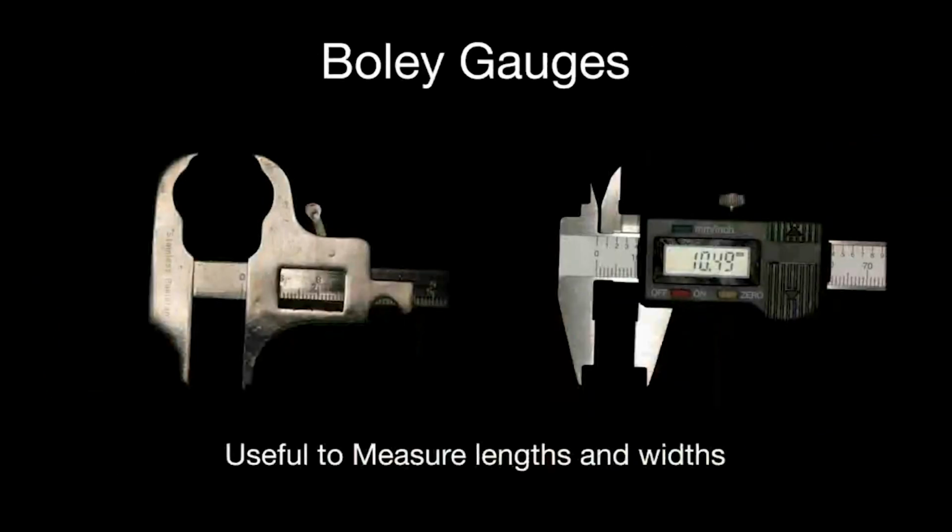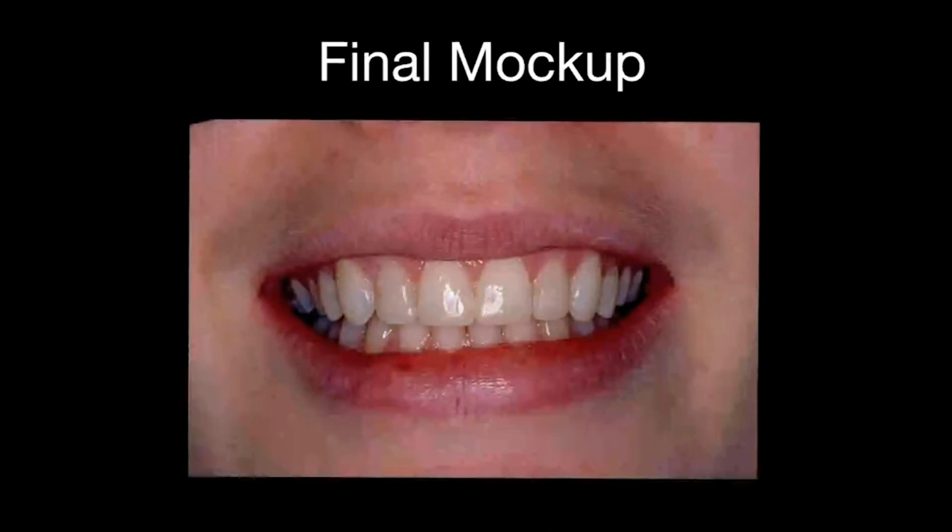So now that I've got this done, I also use Boley gauges that are useful to measure lengths and widths. So they're very helpful to keep track of how much length you want to add and relay that to the lab. Here's my final mock-up, and that's what she looks like.